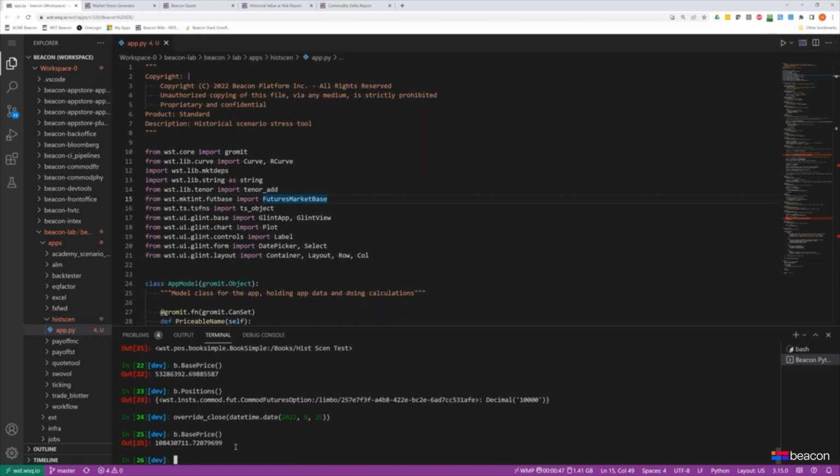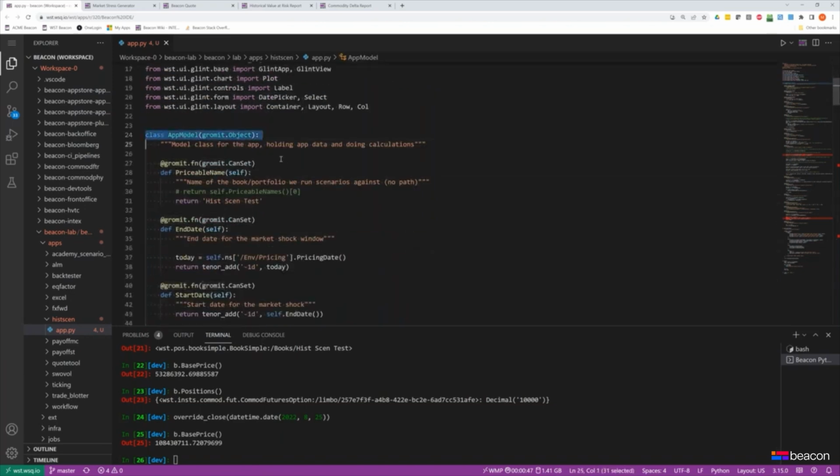We'll use Beacon's Glint UI framework for this, which follows the standard model view controller framework. In that, you've got a model object that holds all the application data and does calculations. The view is the user interface front end, so what it looks like, and then a controller is something that links the two together. So the first thing we're going to do is build a model class. Here's this app model, which is the definition of the thing.